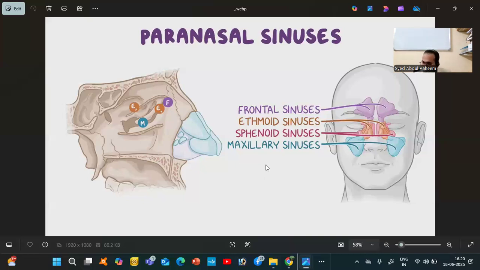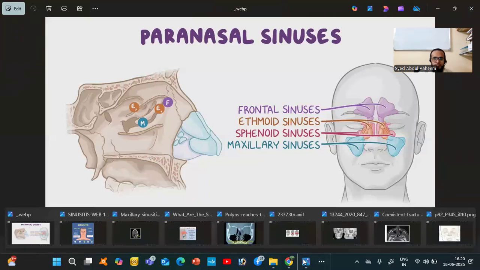We have four types of sinuses. First is frontal sinuses, second is ethmoid sinuses, third is sphenoid sinuses, and fourth is maxillary sinuses. These are very important names we have to remember. Next image will show the pathology.